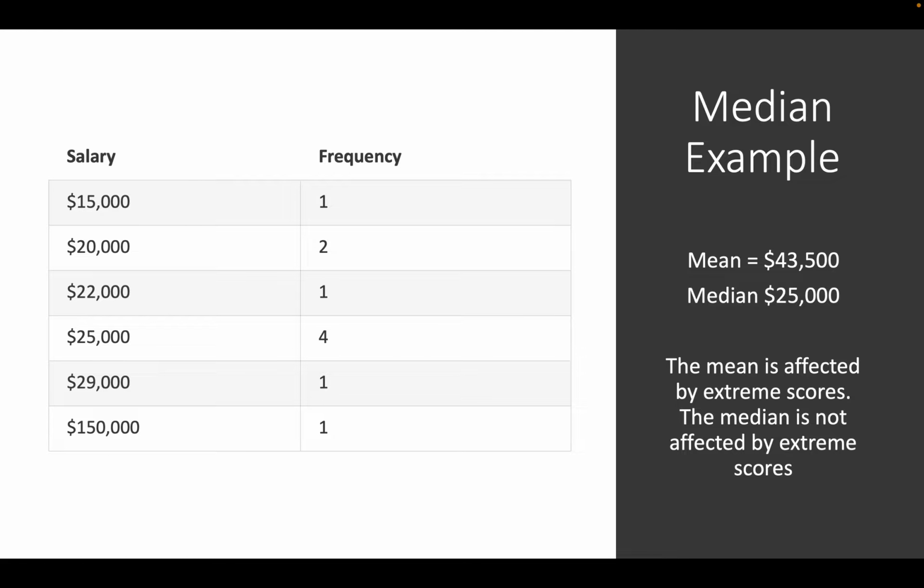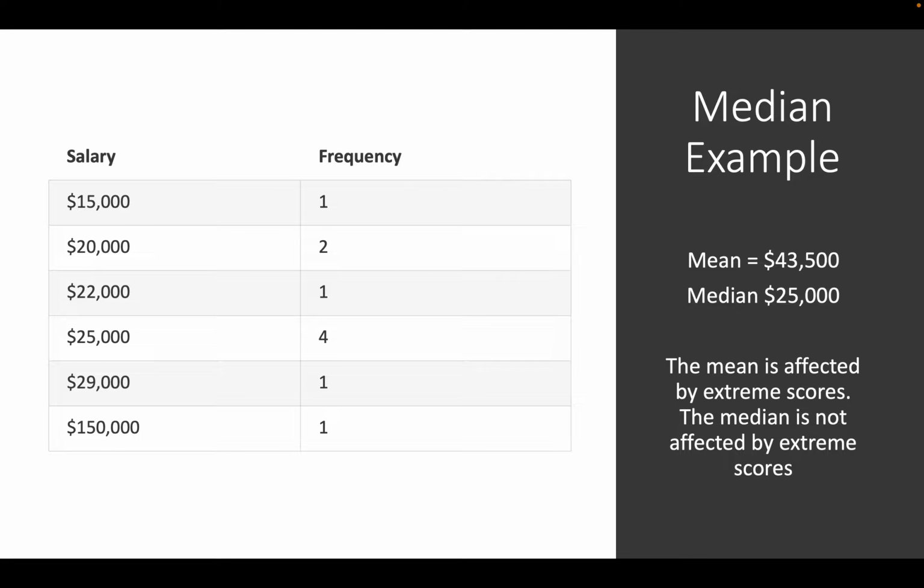So let's take a look at this example. So here we're going to work with salary frequency, okay? So the mean is the average. Just trust me on this. I did the math so you don't have to yet. And here the mean is $43,500. But the median is $25,000. So see how most of these scores fall between $15,000 and $29,000, but one whopping score of $150,000 really affects our mean. So that one crazy high salary affects our mean, but not really our median.